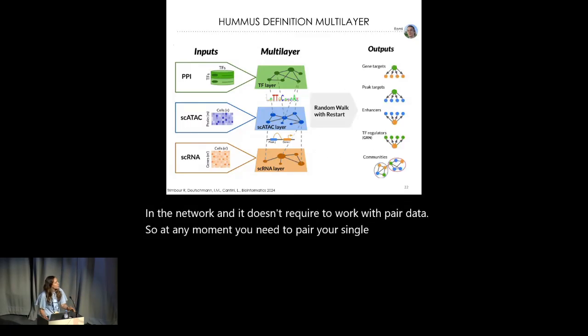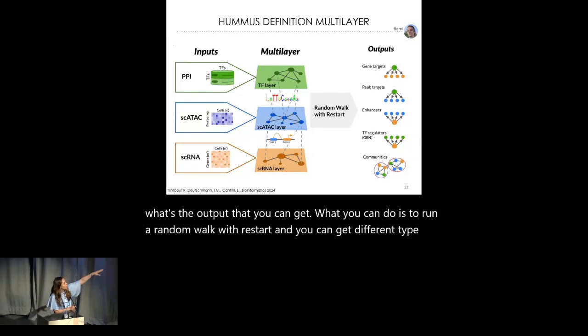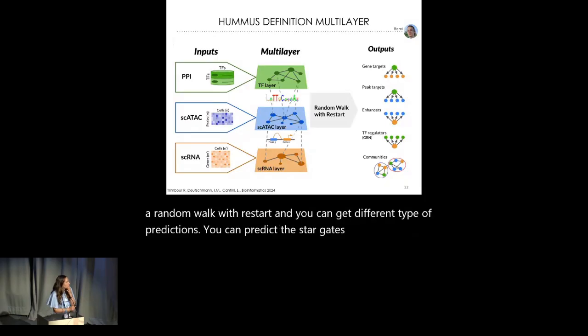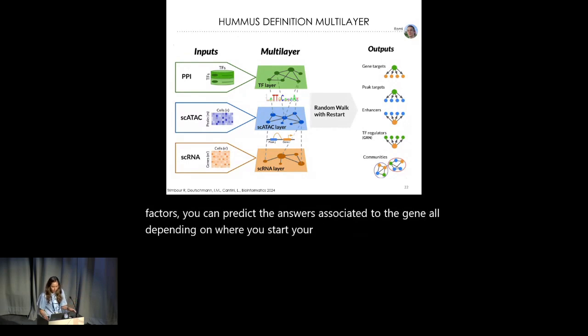Then what's the output that you can get? What you can do is run random walk with restart and you can get different types of predictions. You can predict the targets of a transcription factor, you can predict the enhancers associated to a gene, all depending on where you start your random walk with restart.